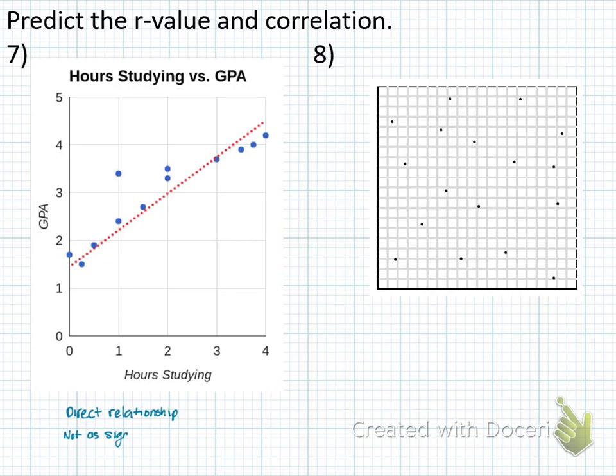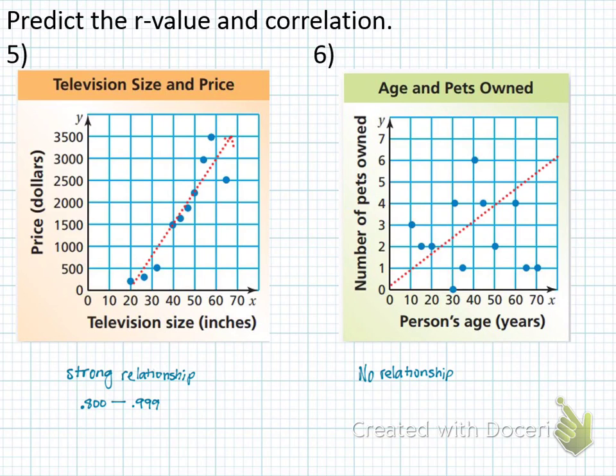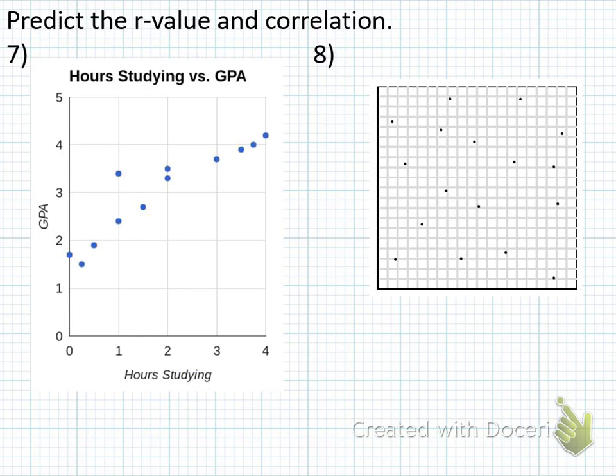And it is not as significant. Because if I were to look at this answer and this one here, you see how on number 5 all the points are pretty close together? But look at number 7. Are all my points really close to my line? They're not as close. So I'm going to say that it's not as significant, okay? So I'm going to predict the R value to be less than 0.8, okay? That's what I'm doing. Make sense?